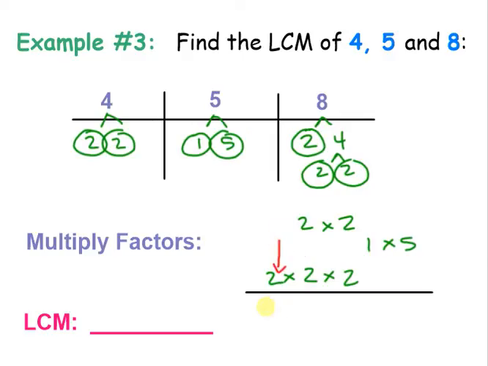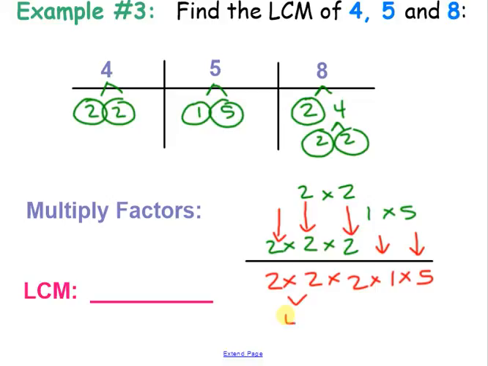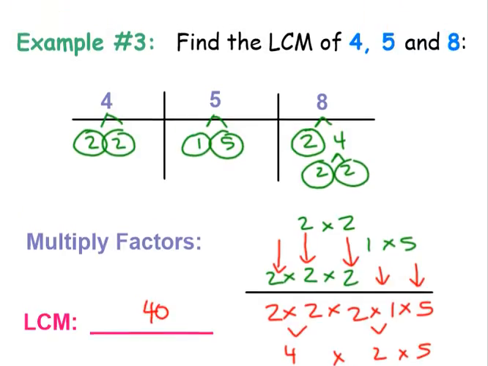And so I'm going to bring this column down 2 times, and then this column down 2 times, and then this column down 2 times, and then I have my 1 times, and then my 5. And I multiply this all together. So 2 times 2 is going to be 4. 2 times 1 is 2, and then I have my 5. 4 times 2 is 8, and 8 times 5 is going to be 40. So if I listed out the multiples of 4, of 5, and of 8, I would get to 40.